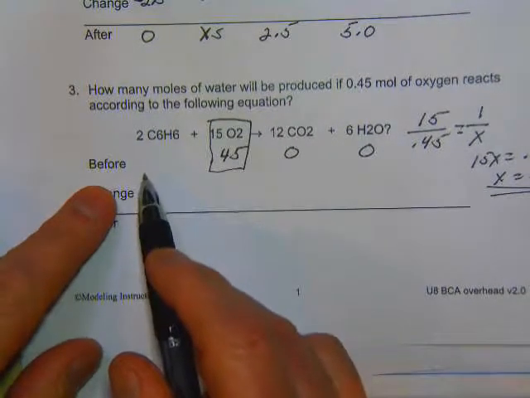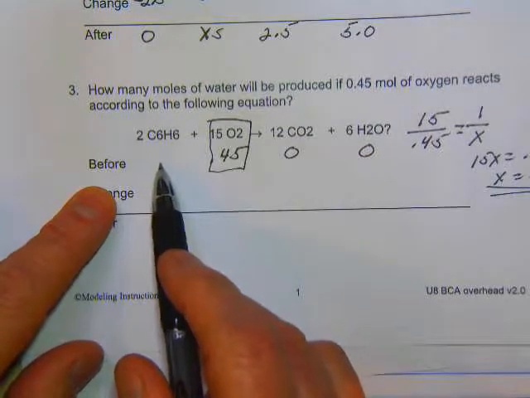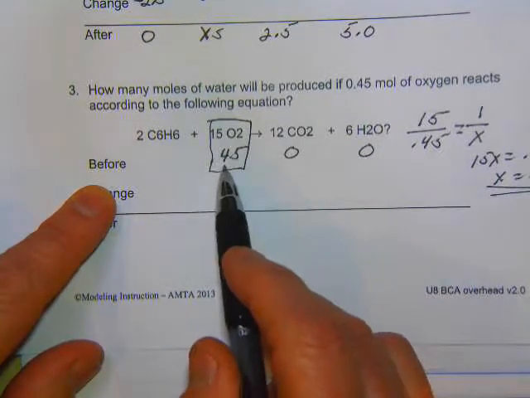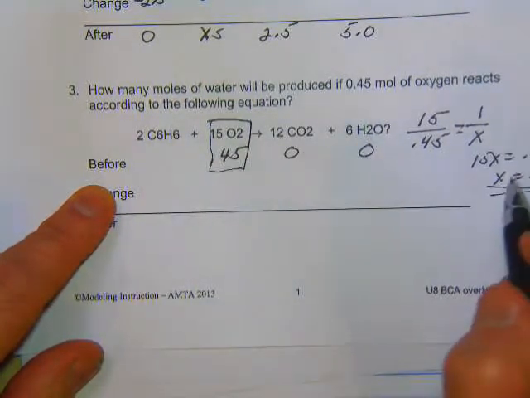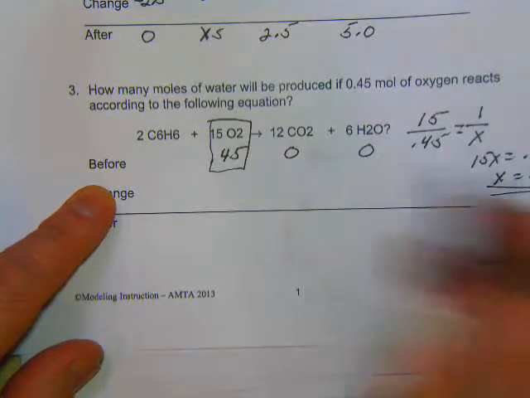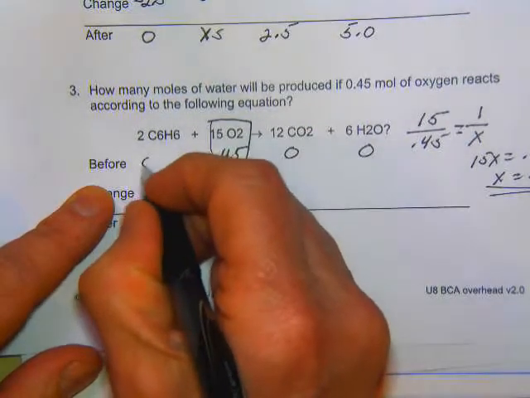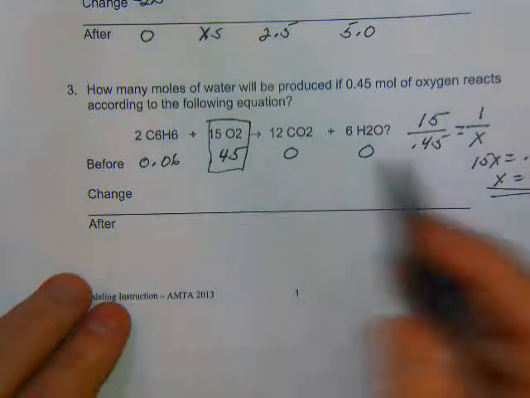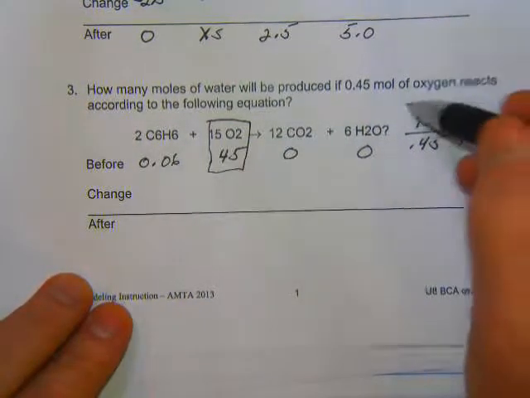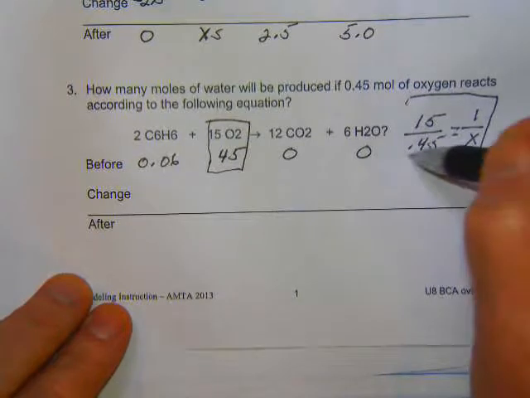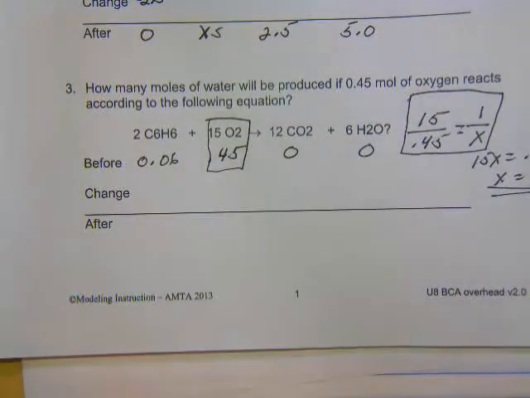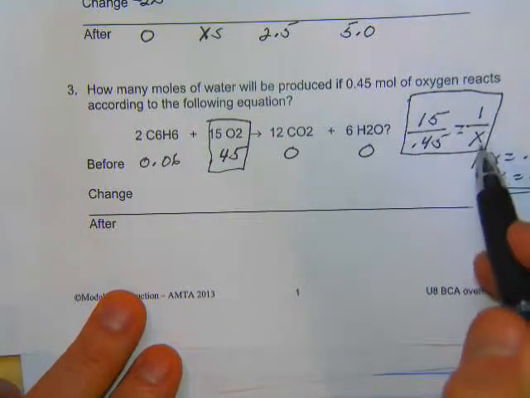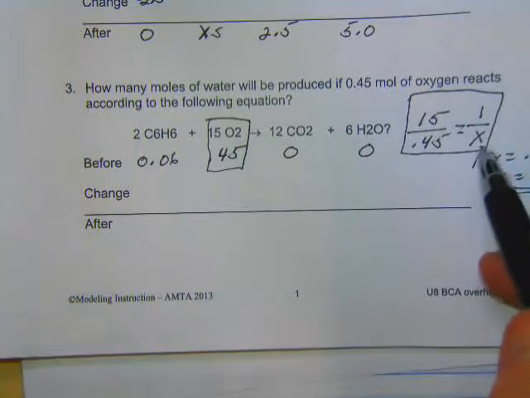All right, so the before, we still have to figure out the C6H6. So we have 2 to 15, and we know 15 is 0.45, and we know one of these is 0.03. So let's just multiply that by 2. 0.06. So we have that. And again, we use just this little relationship here to figure out what 1 mole is worth. Because we know 15 moles is 0.45. What is 1 mole worth? Or what's the value or the amount of 1 mole?